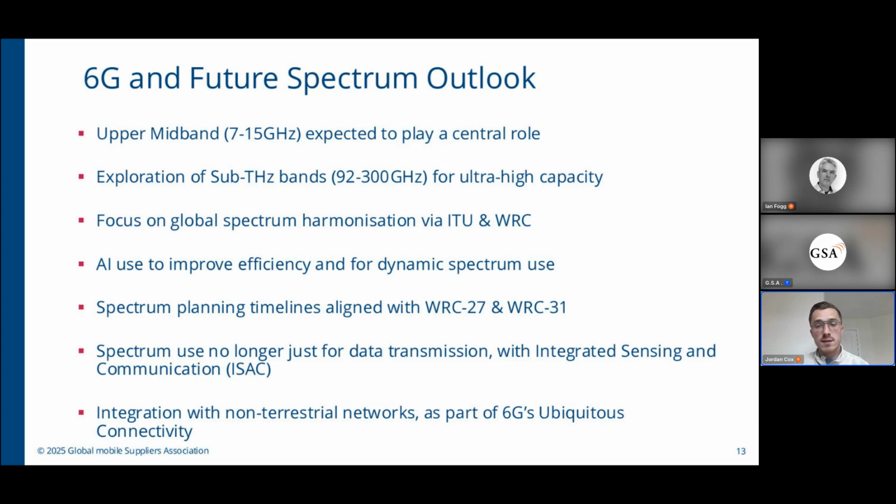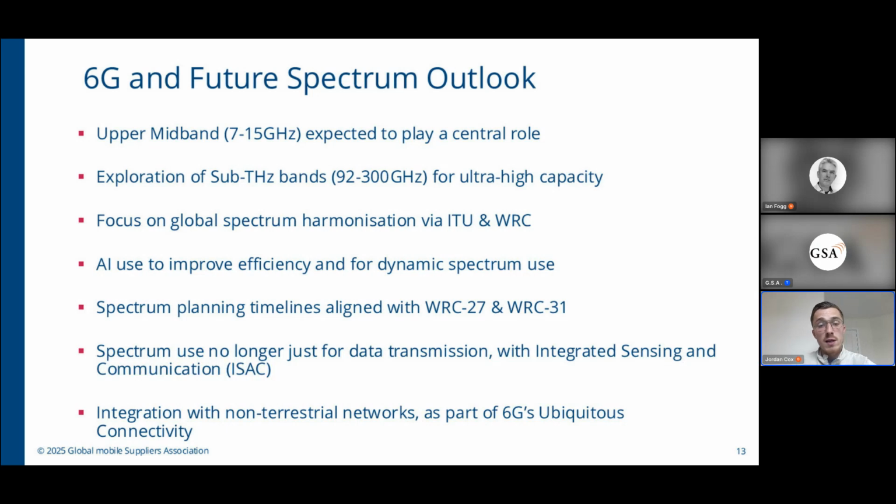And there's also ongoing exploration into sub-terahertz bands, ranging from 92 to 300 gigahertz for ultra-high capacity use cases. However, it's important to note that these are early stage research areas, and they may not feature in the initial phases of 6G deployment or possibly at all. But that said, this research is valuable in helping us understand the potential ceiling for wireless technologies in the future. And one major focus for 6G is global spectrum harmonization, with work being driven through the ITU and upcoming World Radio Communication conferences, particularly WRC 27 and WRC 31.